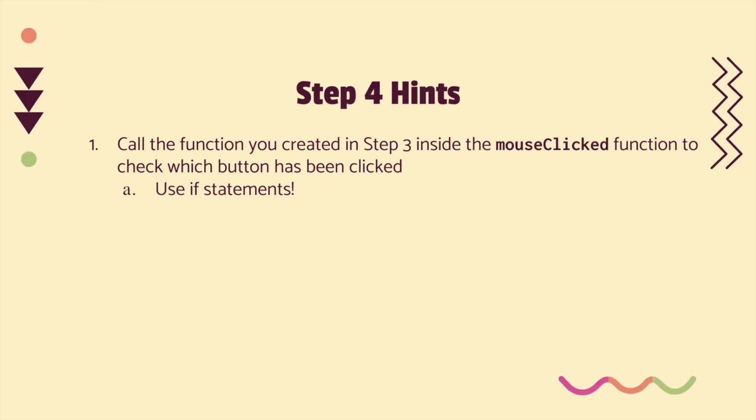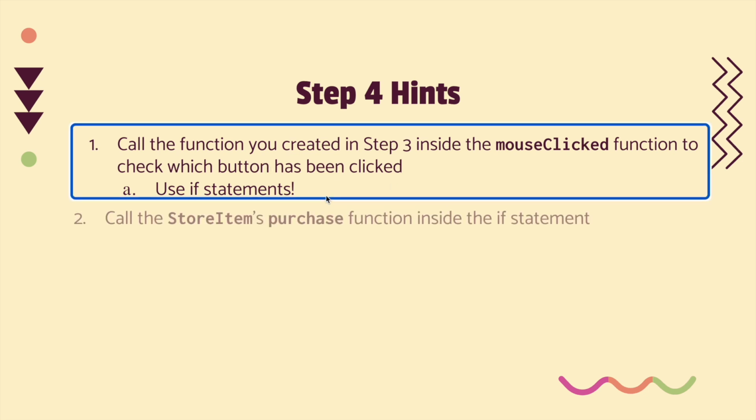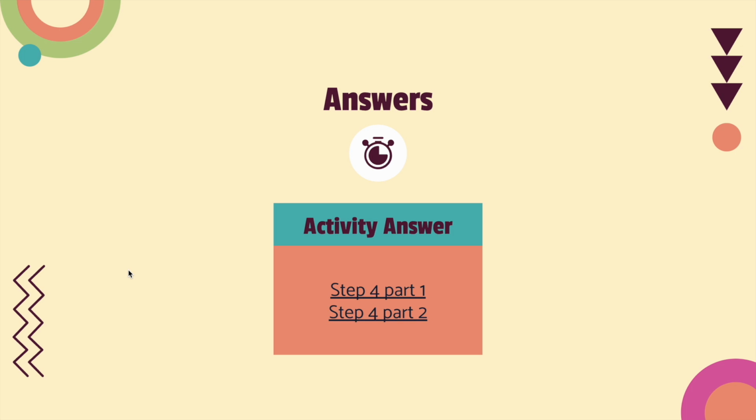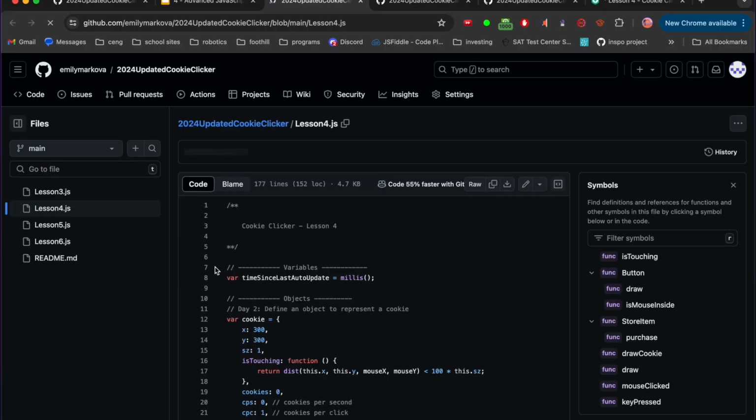Make sure that you're calling the function you created in step 3 inside the mouseClicked function to check which button has been clicked. And make sure you are using if statements. Also, make sure that you call the store item's purchase function inside the if statement. So now I will be going over the answer key.